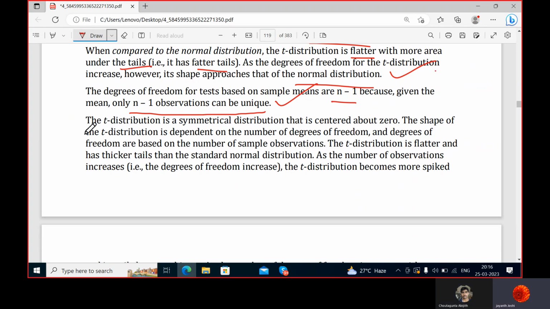The t distribution is a symmetrical distribution that is centered about 0, because it follows the normal distribution, no, if the data size is big. The shape of the t distribution is dependent on the number of degrees of freedom. As I told you, the more the degrees of freedom, the more the chance of the t distribution following the normal distribution. So the t distribution is flatter and has thicker tails than normal.